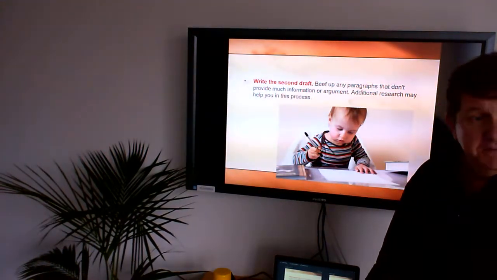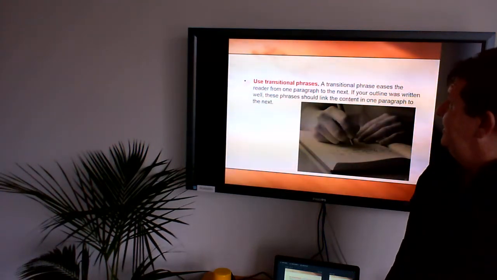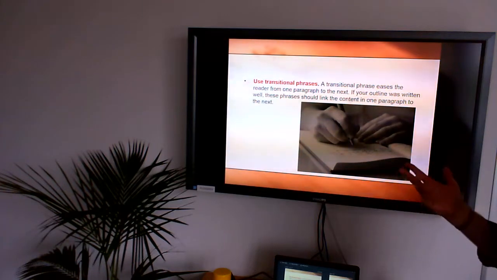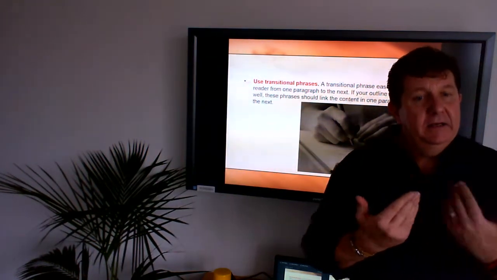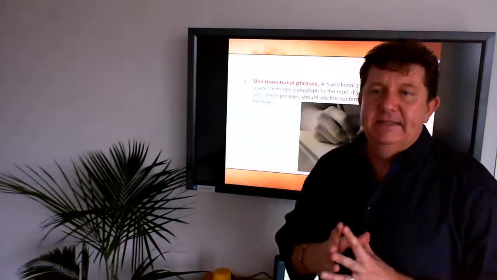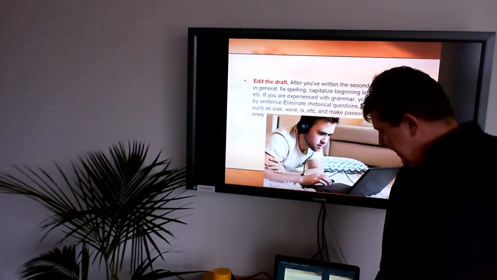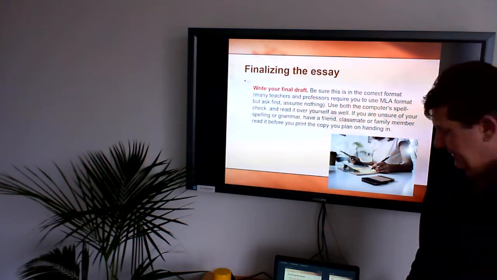Write a second draft. Use transitional phrases. A transitional phrase eases the reader from one paragraph to the next. That's what I said earlier. There must be a link. Your paragraphs have to be linked, so there's got to be some sort of link between your paragraphs. Edit the draft again. Finalize the essay. Write your final draft.